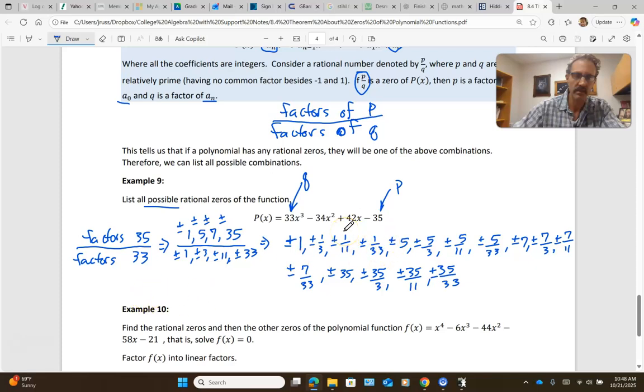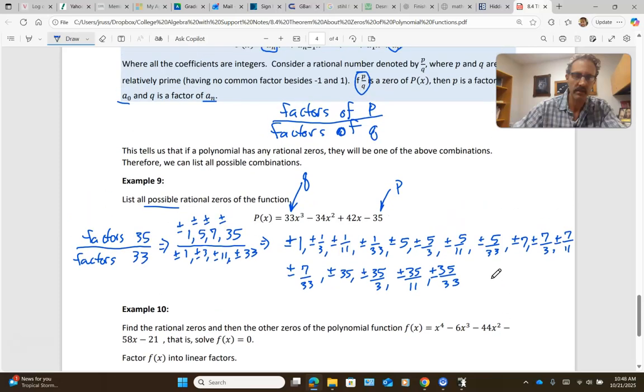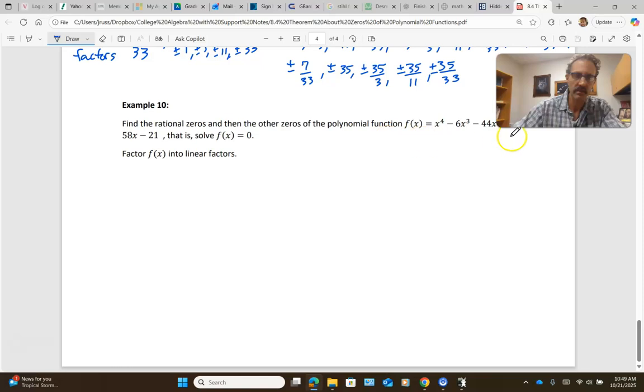We're first going to list all of our possible rational zeros, and then from those we're going to check them and see if we can come up with any that are zeros. And that'll help us get this whole sequence started. Alright, so let's look at example 10. This is the last one.